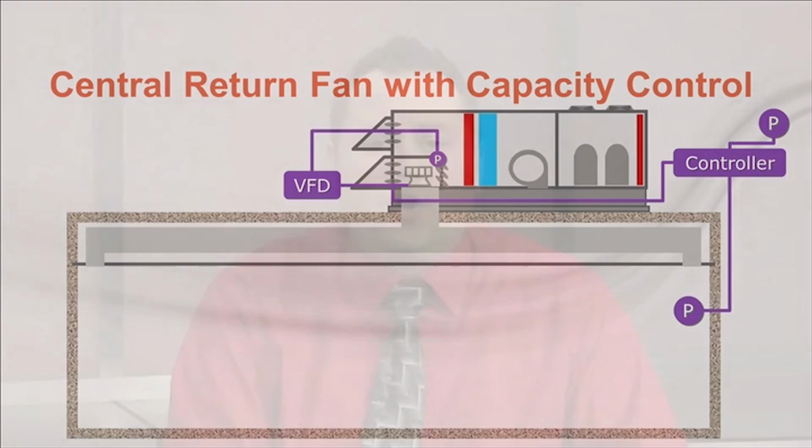And the operating set point can be adjusted. The use of a central return fan may allow the designer to reduce the size of the supply fan motor because the return fan is designed to overcome the return air pressure drop. But this is a more complicated system, and additional controls are required.